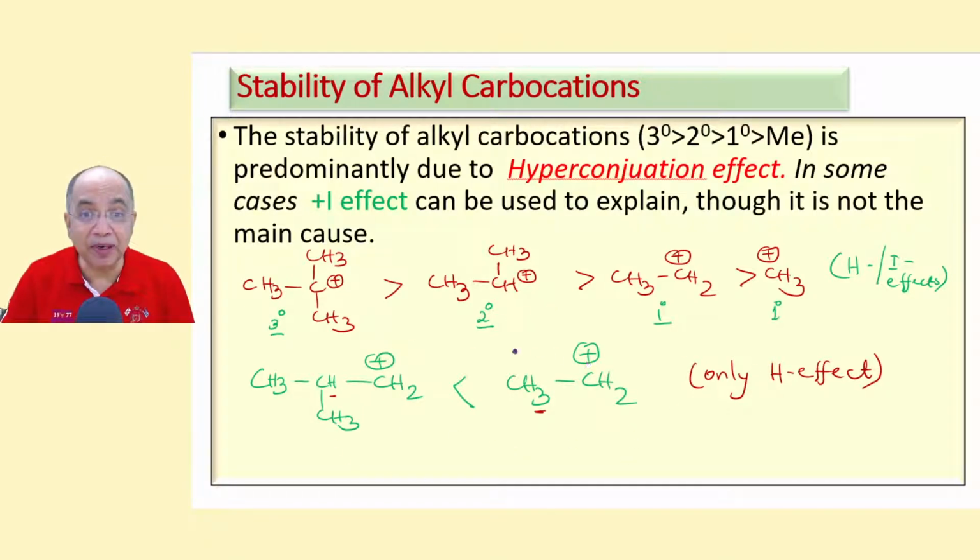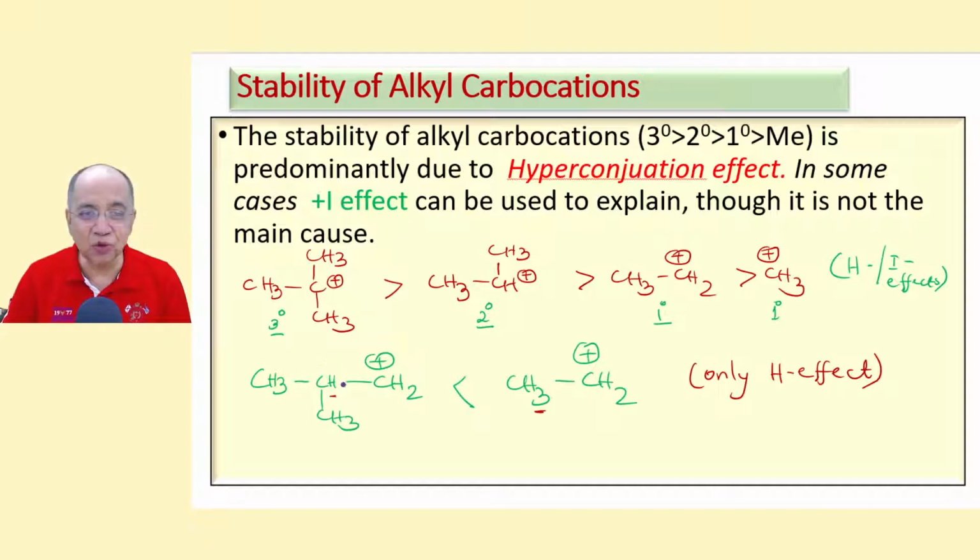But what will happen when you are asked to find the relative stability between isobutyl carbocation and ethyl carbocation? If you use plus I effect, isopropyl has a greater plus I effect than methyl. So you will say that isobutyl carbocation is more stable, but actually ethyl is more stable. Why? Because hyperconjugation is the main cause.